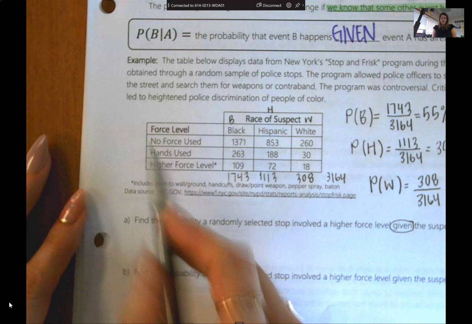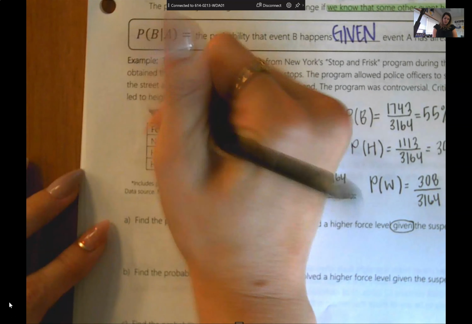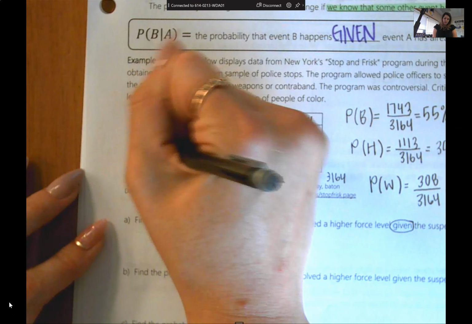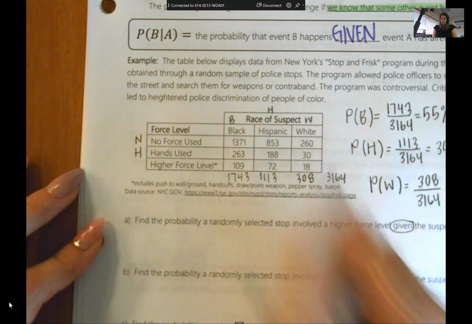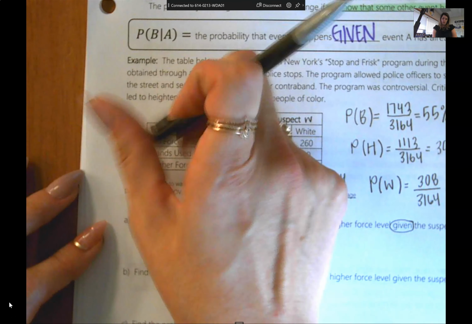Okay, well, let's label these. I'm going to call no force N. I'm going to call hands used H. What do we want to call the higher force level? Do we want to call multiple H's? We can't. Uh-oh. No, we don't.